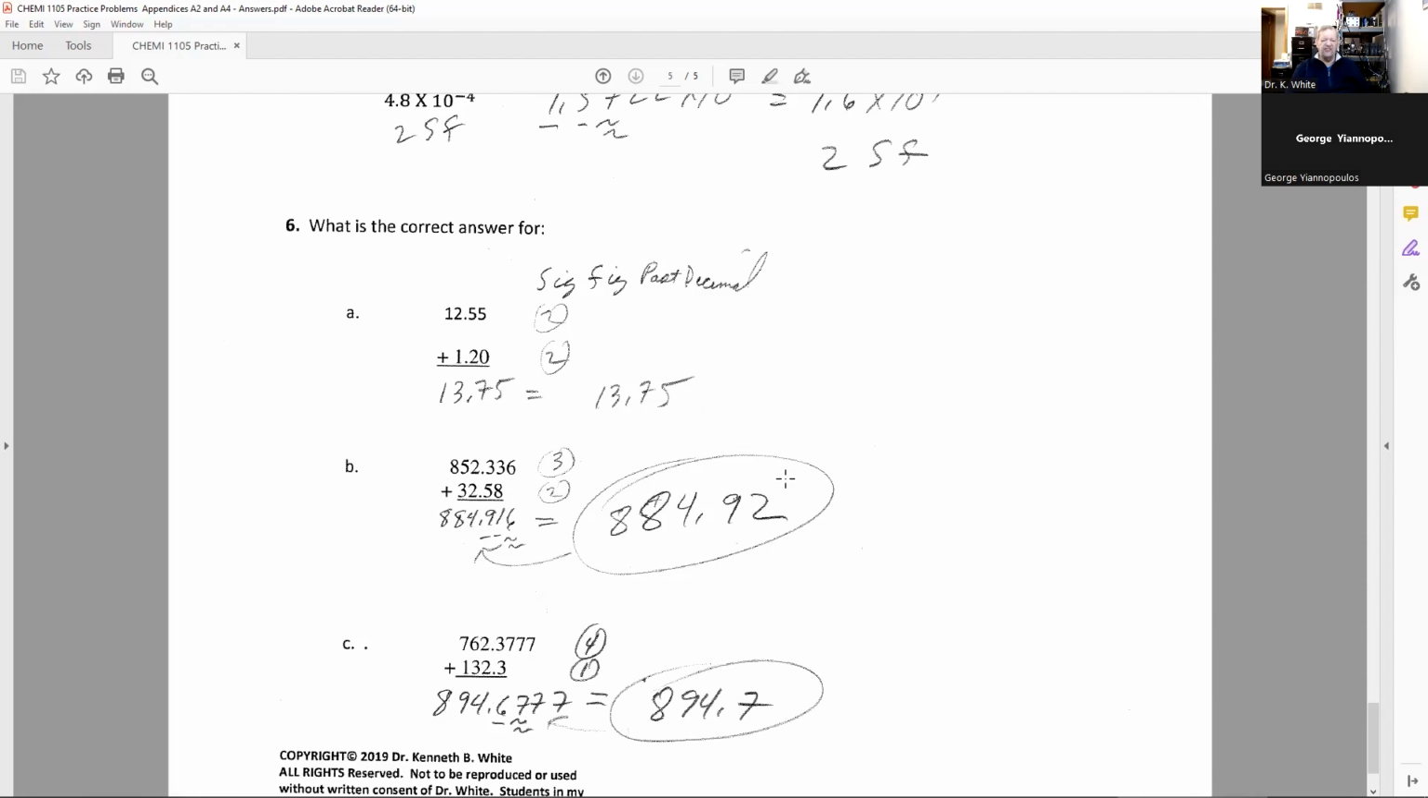Now I have some addition here. And I'm going to skip this because this will not be on test 1, but I'll teach you this when you need it for material in test 2.